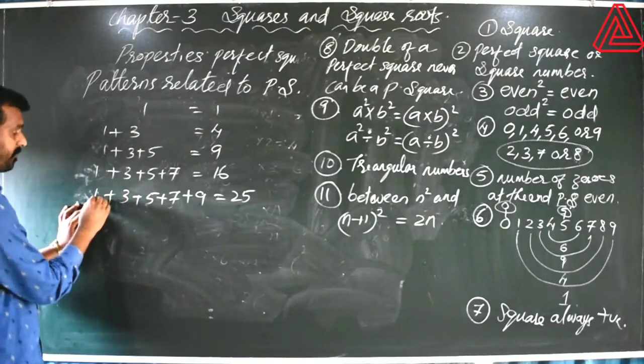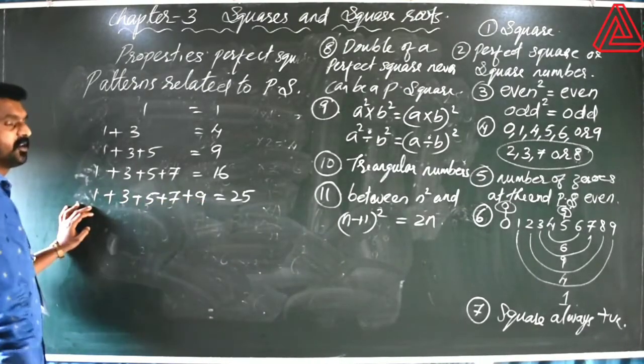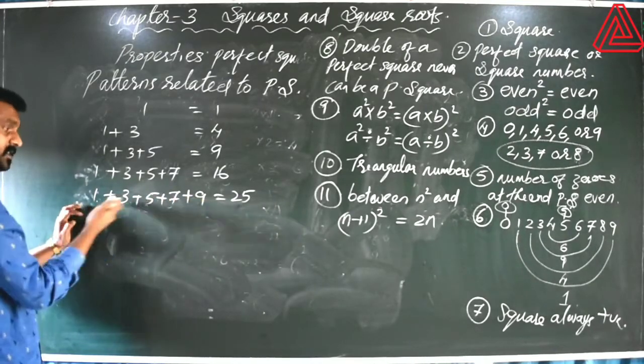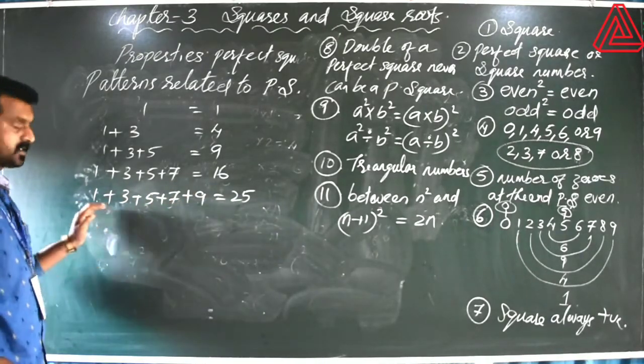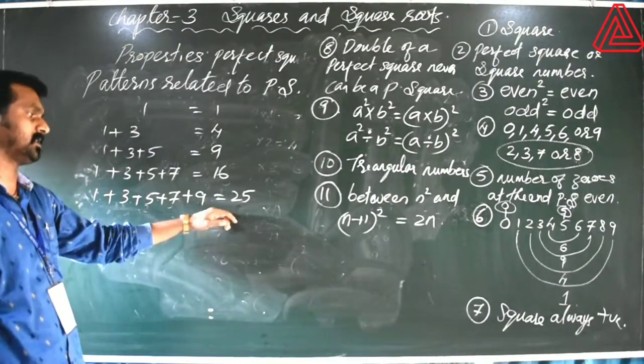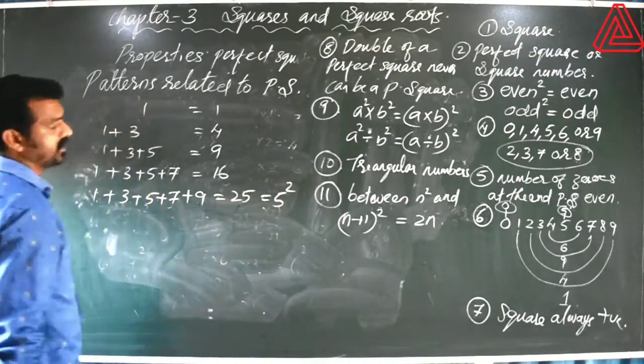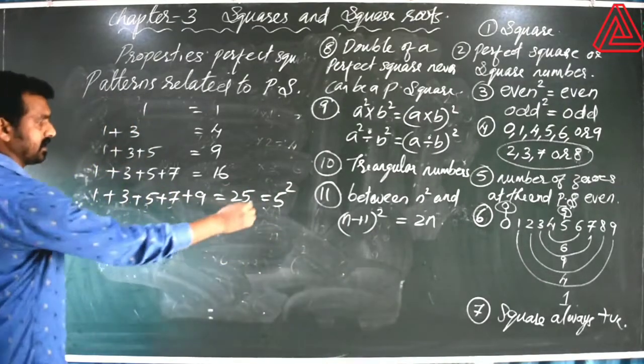Sum of first 5 consecutive odd natural numbers: 1, 3, 5, 7, 9. Sum of first 5 odd numbers is equal to, what is the answer? 5 square, that is equal to 25. That is the answer.